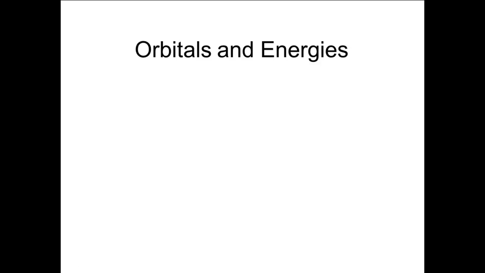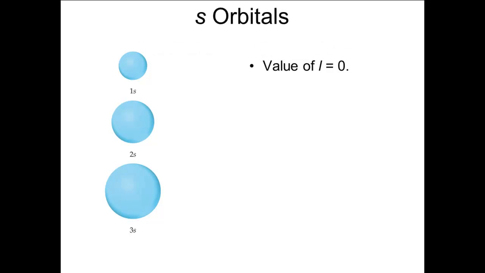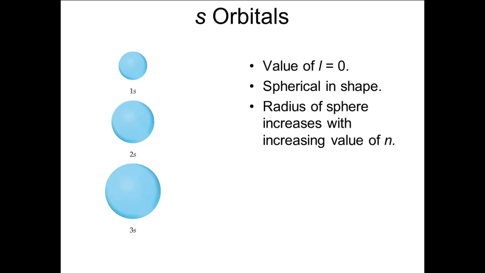Orbitals and energies. Each type of orbital has a characteristic shape. For s orbitals, with L equals 0, the shape is spherical. As the value of n increases, so does the energy of the orbital, and the radius of the orbital increases as well.